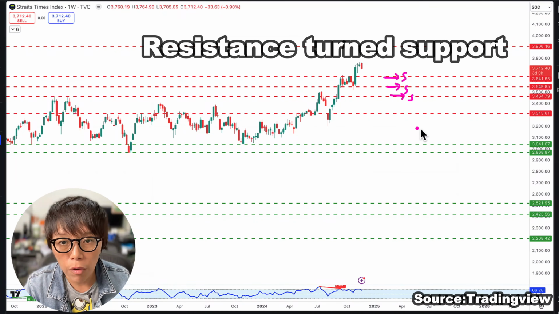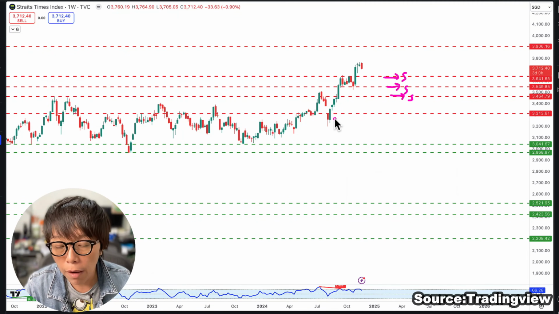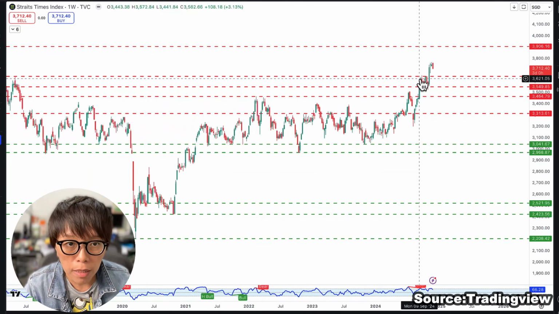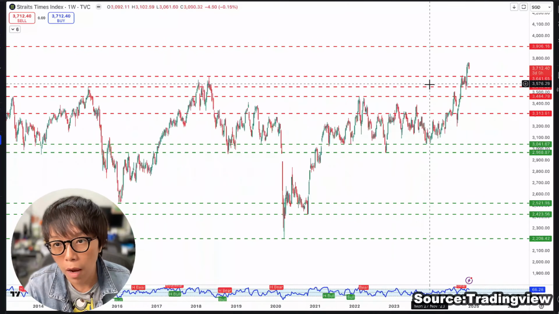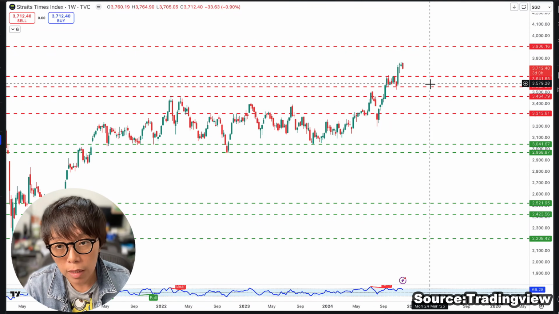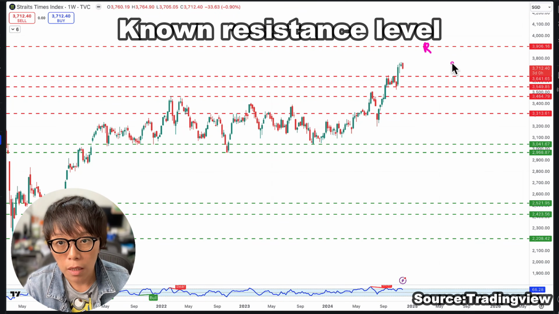So even though they are red in color, they used to be resistance levels, but because at this moment price is above this level, this will be the known support level. And how about this one here? This came from the historical price level, about 3,900, and that's really the all-time high. People would be remembering this level, as I mentioned earlier. So this would be the known resistance level.